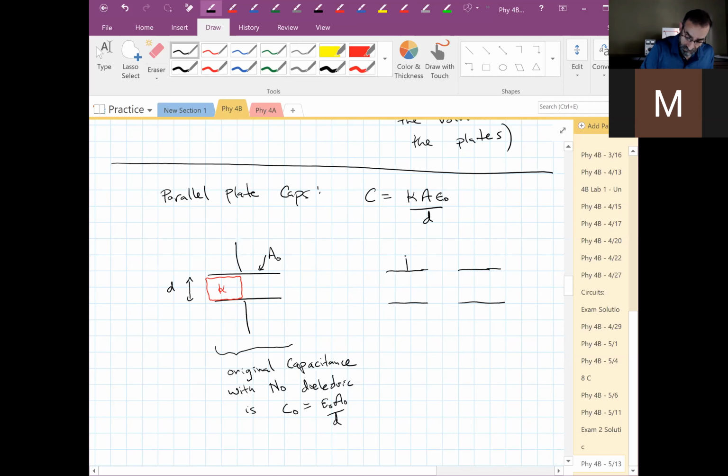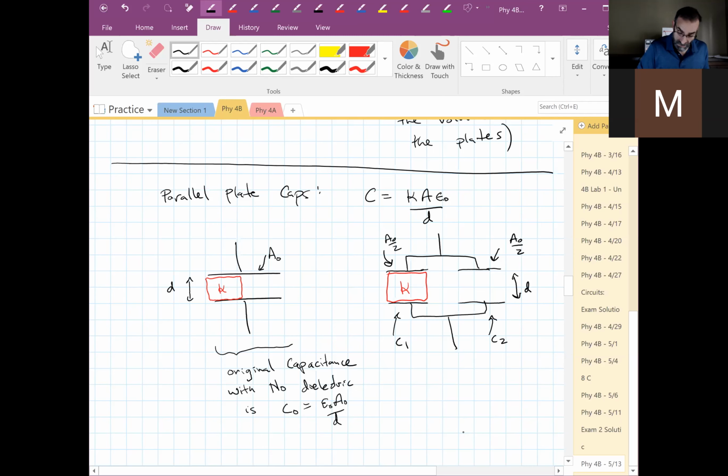Cut it right down the middle, hook these 2 up together, hook these 2 up together. This one has our kappa in there, the dielectric constant. Okay. And so now what's our plate area? Our plate area here is A naught over 2, and over here it's A naught over 2. Our spacing is still the same. That hasn't changed, right?